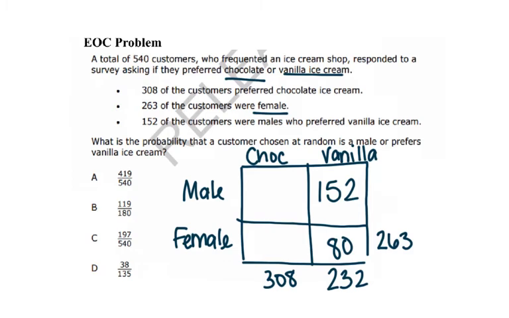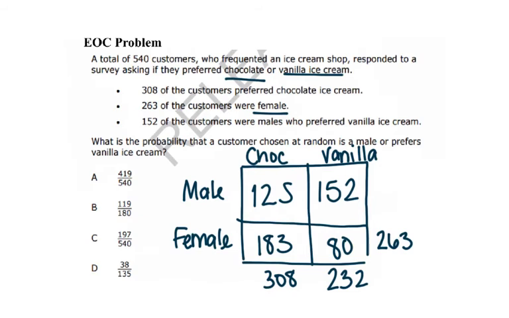I know that there are 263 females in total. So if I do 263 minus the 80 that like vanilla, I get 183 that like chocolate. 308 people like chocolate. So if I subtract the females that like chocolate, then I get 125 males that like chocolate.